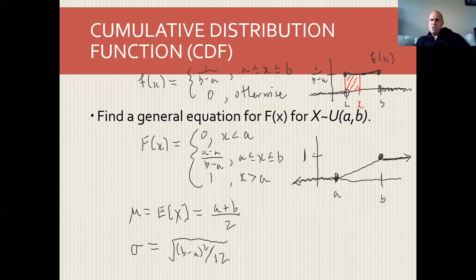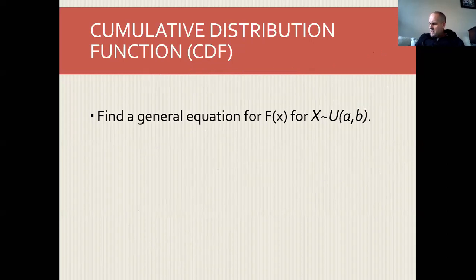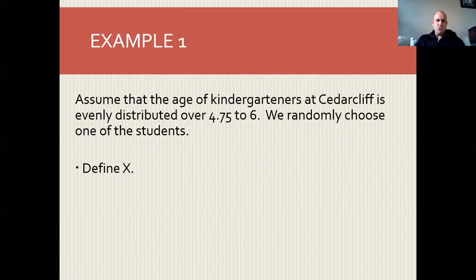So that's just a brief refresher of what was going on with the uniform distribution. That was everything that we discovered last time. All right, so let's move on and do a little example here.